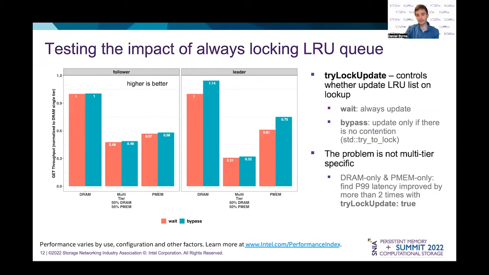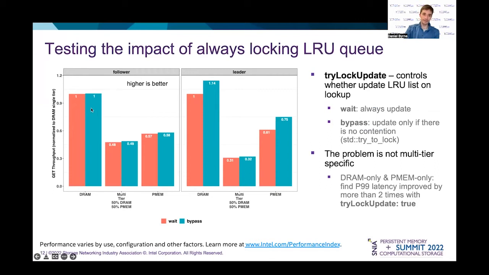If we're set to bypass, then we update only if there is no contention. We'll bypass that lock if we fail, or we'll bypass updating the LRU list if we fail to obtain that lock. Now, in terms of the leader workload, we do see a pretty significant improvement in performance because we're seeing a lot more allocations that are holding the LRU lock for longer. And by enabling try lock update, the lookups no longer have to contend as much for that lock.